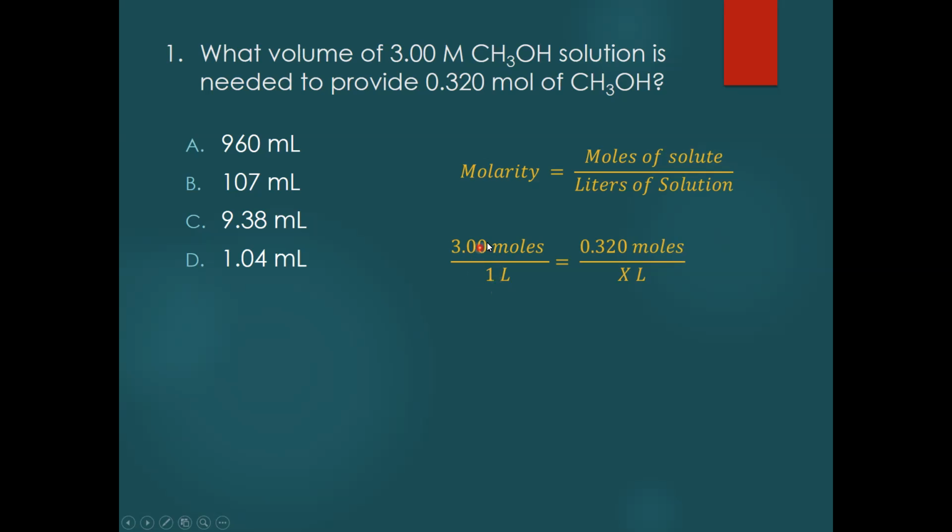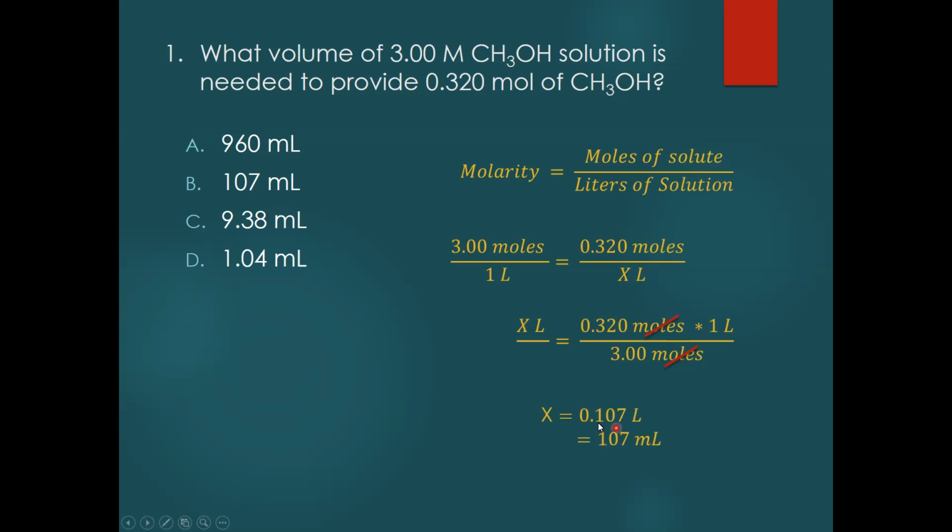So for every 3 moles per 1 liter of solution, we can set up a proportionality. So 0.32 moles is to X, because that ratio is going to be the same. So I can cross multiply and divide to find my volume of the solution. When I do this, I'm going to move my X to the other side, divide my 0.32 by the 3.